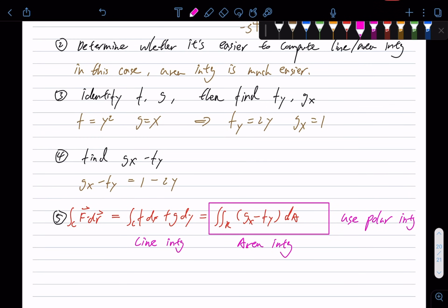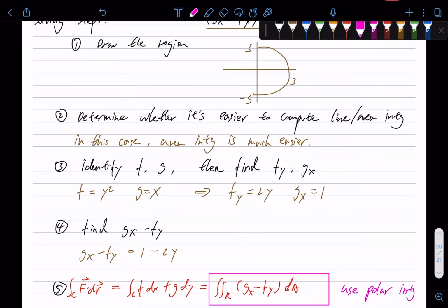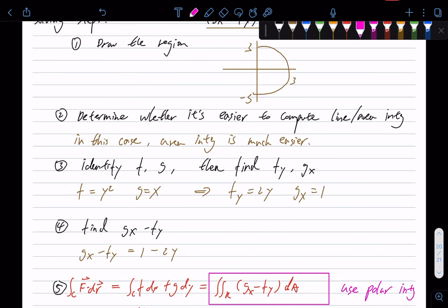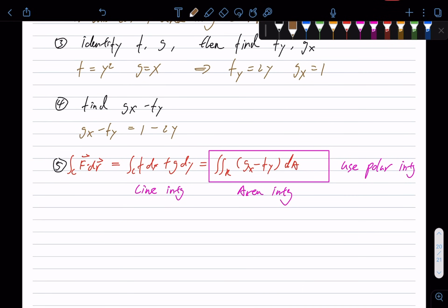So I'm going to skip all of the conversion for you because at this point, I think it's pretty easy for you to know how to compute a double integral in polar regions. So I'm just going to go ahead and write it down for you. Theta goes from negative pi over 2 to pi over 2, right? And our radius will be 0 to 3. That's the radius of the half circle.